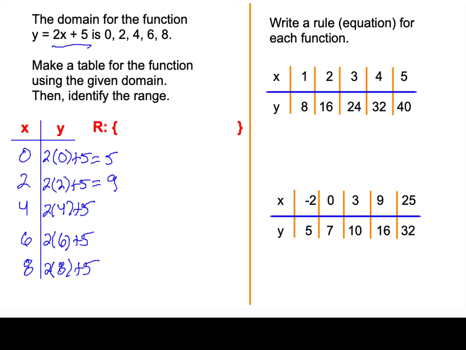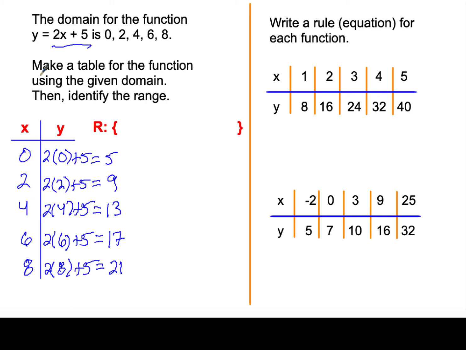This makes 9. Again, this is going to make 8 plus 5 would have been 13. 12 plus 5 would have been 17. And 16 plus 5 is 21. So again, there's my table, 0 through 8, skipping by 2s. Notice my y values actually kind of were consistent. They went up by 4s.